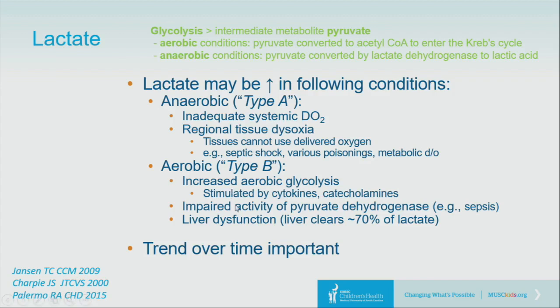You can produce acid if you have impaired activity of pyruvate dehydrogenase, which we sometimes see in patients who've got sepsis, or if you've got important liver dysfunction. Just keep in mind that the liver is responsible for about 70% of the clearance of lactate from the blood. And finally, there's not an absolute level of lactic acid that is necessarily important, but studies by John Sharpey and other folks have demonstrated that the trend in lactate levels over time is probably the most helpful for predicting adverse outcomes.